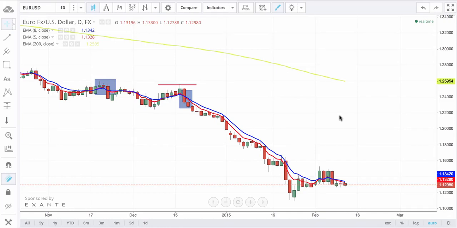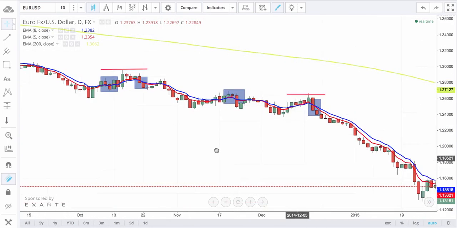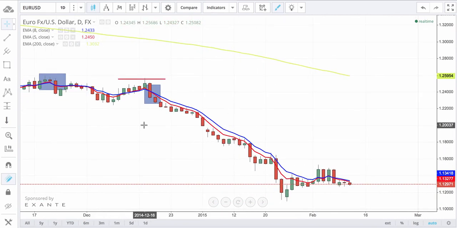So if we're going to go into more details into the trading strategy, I'm basically going to show you, after marking all of those areas with these rectangles, what exactly I'm looking for in order to go into a trade.